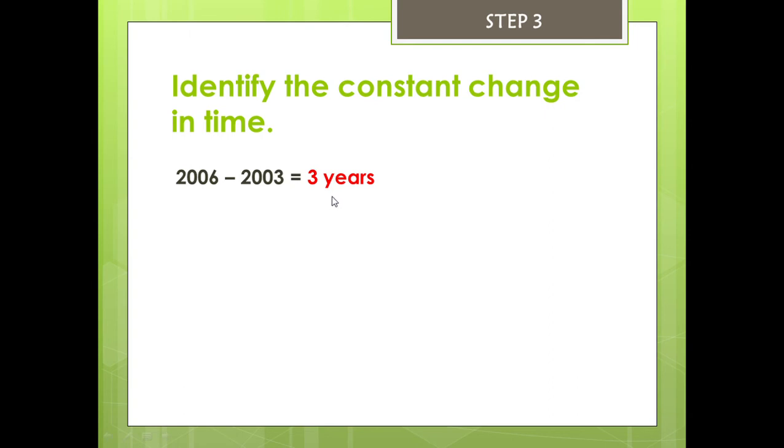After mong ma-identify yung constant change sa independent variable, proceed ka naman sa constant change doon sa dependent variable. So, meron tayong ganun lang din. Nung 2006, meron tayong 1,500 students. Nung 2003, meron tayong 1,200. So, hanapin mo lang yung gap between these two, meron kang 300 students. Now, ano naman ang gagawin mo sa 3 years at sa 300 students?